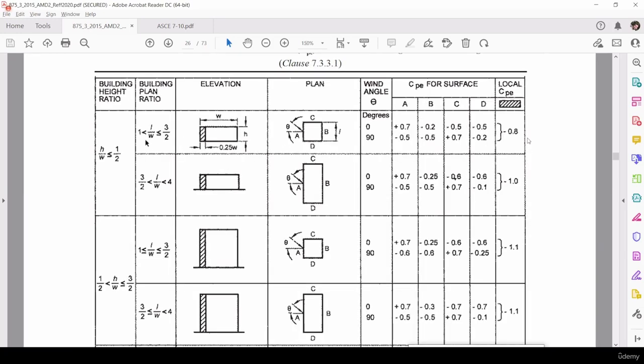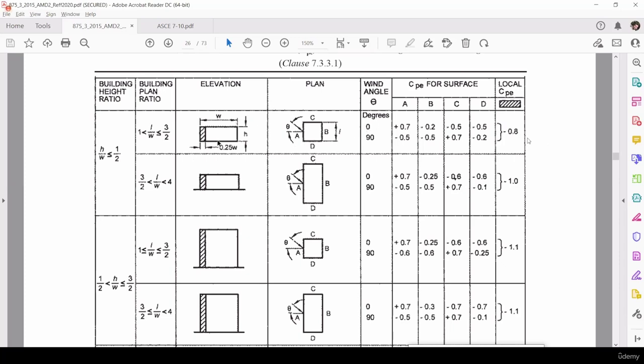You can see here L by W is in between 1 to 1.5, including 1.5, less than or equal to. You can see the equal to symbol is here. So 1 to 1.5, first case. So we have to use this case only. Okay, we have to use this case only.